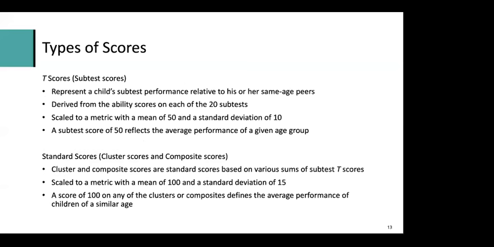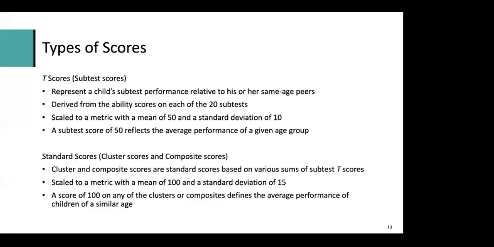Now, the DAS-2 utilizes T-scores, and these are provided for subtests. These represent a child's performance relative to same-age peers. T-scores are provided for all 20 subtests. They have a mean of 50 and a standard deviation of 10.